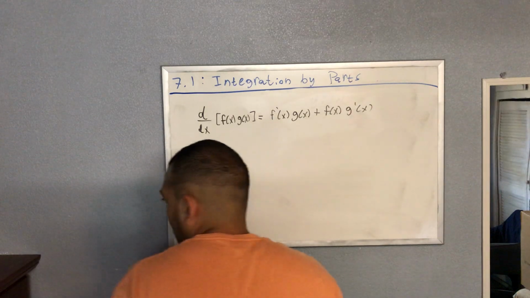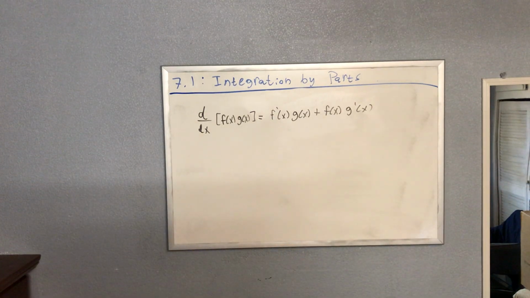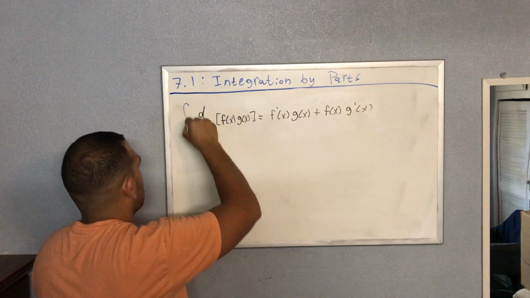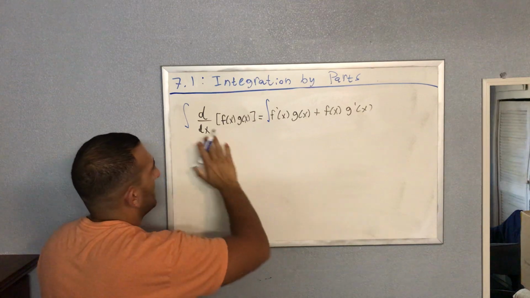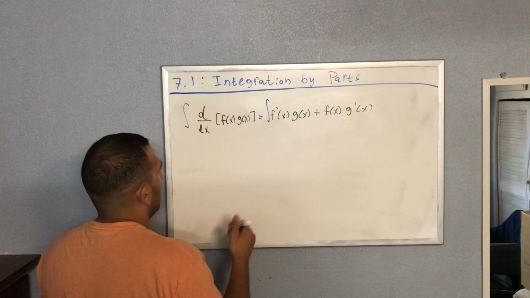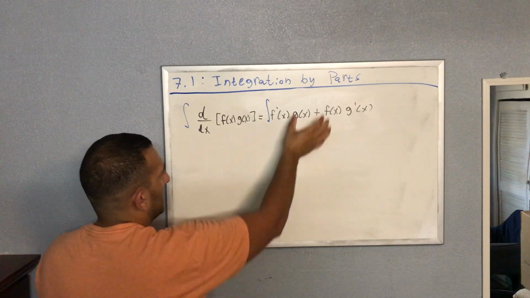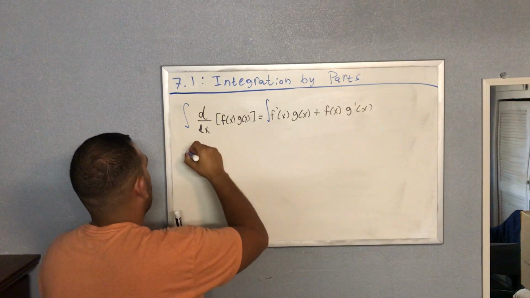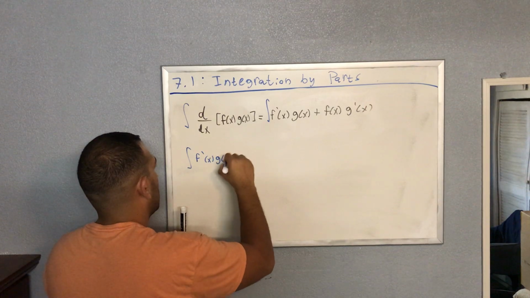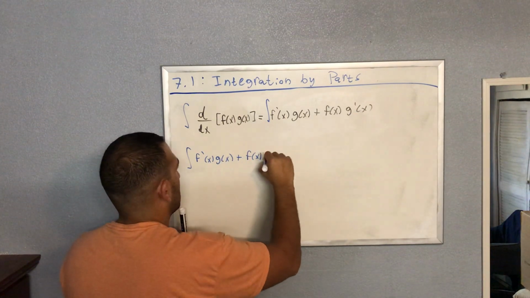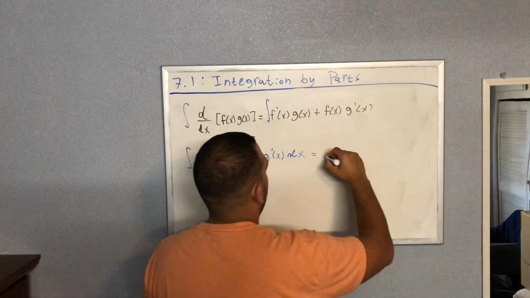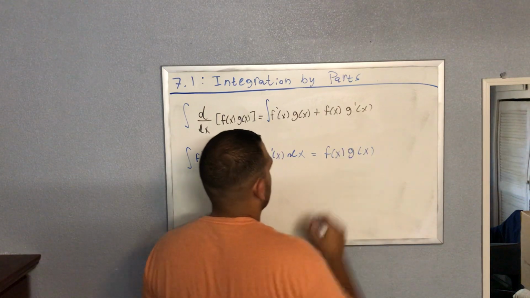And now we're going to do our favorite trick, the one we have done a lot now, where we take the integral of both sides. And notice that it cancels out here. So the left-hand side is now the integral of f prime of x g of x plus f of x g prime of x, and that is equal to just f of x times g of x.